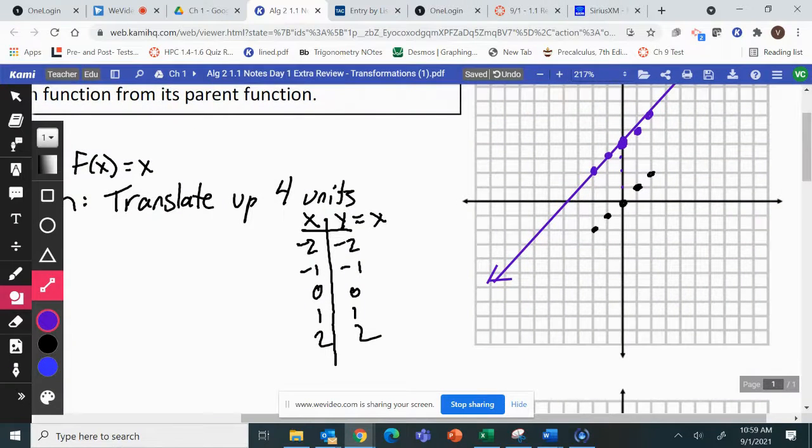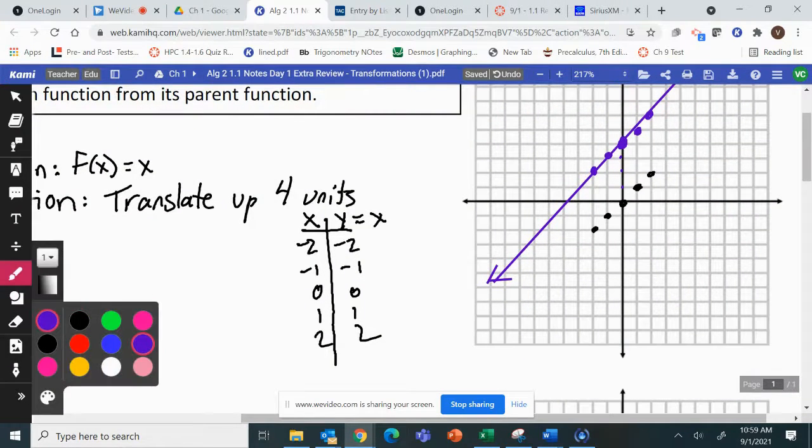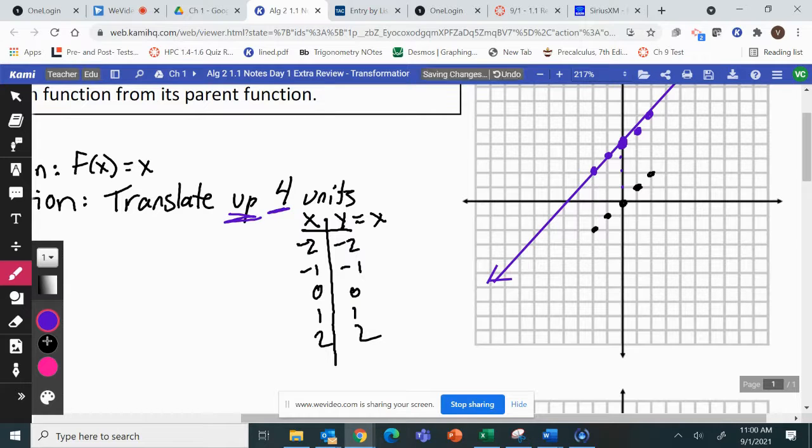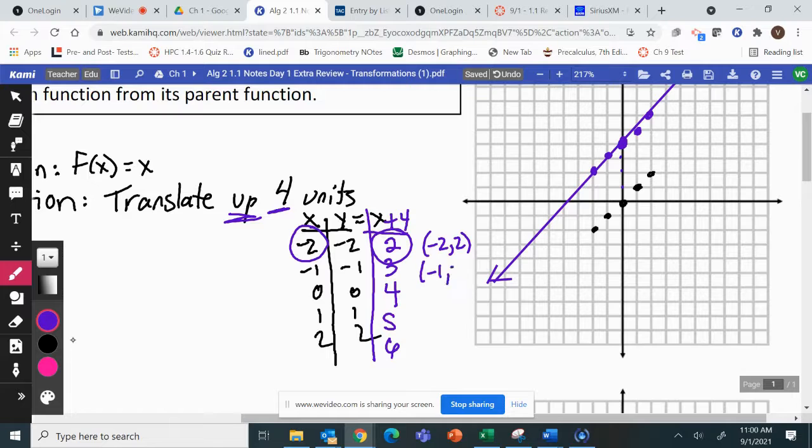Now my other option, which is going to be more important later when we get into more complicated transformations, is in our table. Because I know it's going up 4, up is vertical, and vertical is the y values, I can just add 4 to each of these y's. So -2 plus 4 is 2, -1 plus 4 is 3, 0 plus 4 is 4, 5, 6. And then the ordered pairs that I would graph would be the original x's and the new y's. So -2, 2, -1, 3, 0, 4, 1, 5, and 2, 6.